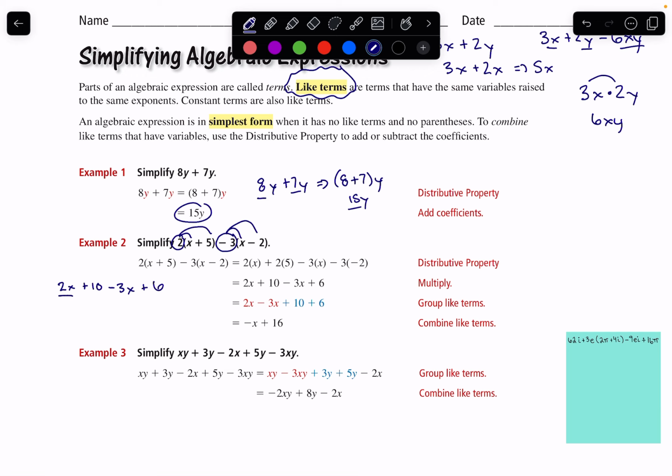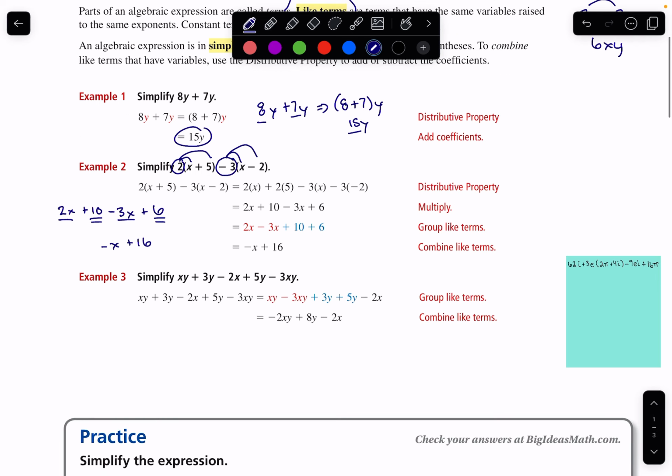The x's can go together. Those become 5x's. And the constants can go together. The 10 plus 6 becomes 16. Oh, it's a negative 3x. Oh, bad math, Mr. Reed. 2x's minus 3x's is a negative x. We need to slow down a little bit. Trying to get through the video too fast.